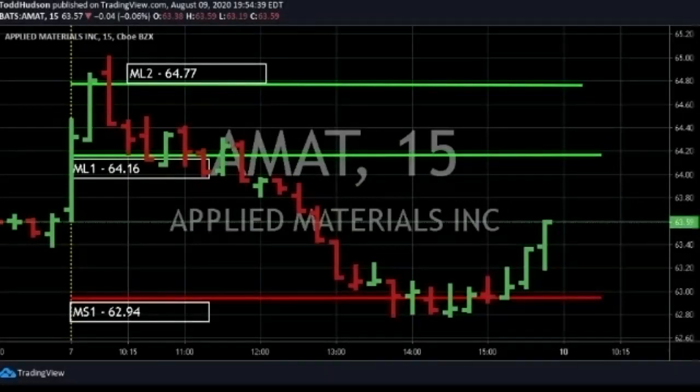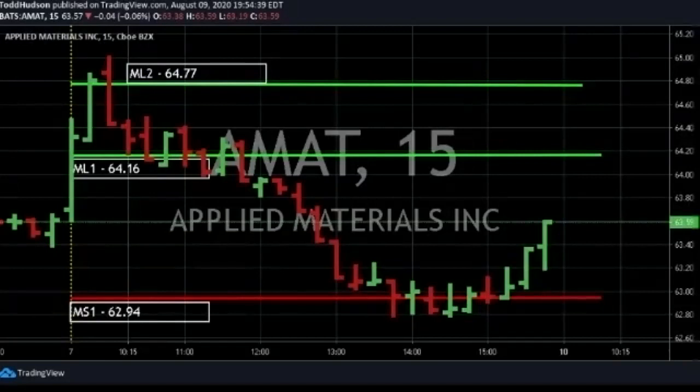This is actually both. Applied Materials reaches the ML1 level up and continues higher and reaches the ML2 within the first 30 minutes of trading. Basically, it then later in the day falls down and reaches the MS1 level. Anytime a stock reaches the ML1 level and the MS1 level in any given day, that is considered an intraday reversal, as the market really hasn't given any sign of direction for the day.